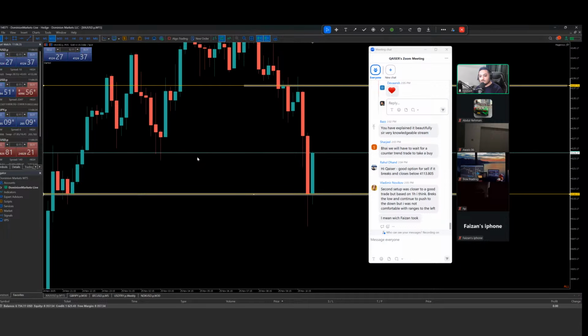Second setup was closer to a good trade, but based on 1 hour, I think it breaks the low and continues to push to the down. But I was not comfortable with ranges to the left. I mean, which Fizan took. Yeah, everyone has their own perspective, so no one is wrong here. You just have to be logical there. He depended on the volume there. In that situation, depending on the volume worked out for him.